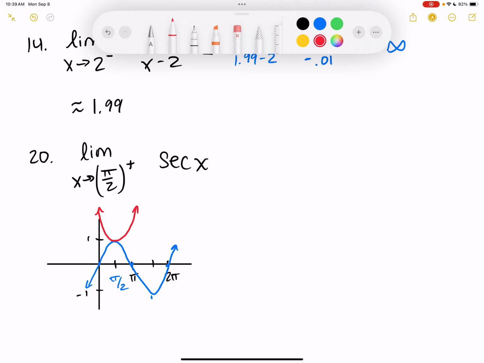It is not letting me find what I'm trying to find. Well, now I'm confused about what's going on here. Did I draw this wrong? Secant goes with cosine, right? Yes. Oh, wait. I know why I'm confused. Because I drew the graph wrong.